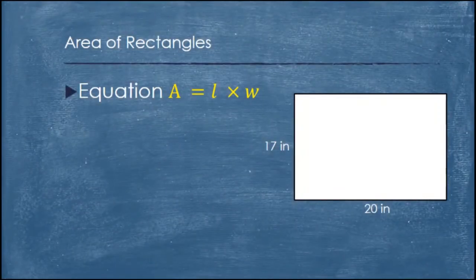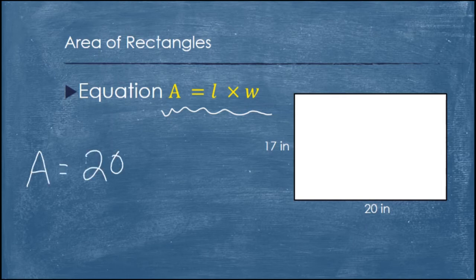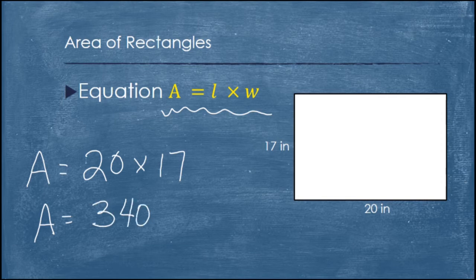So now we're going to find the area of the rectangle. So we're going to go ahead and use this equation. Area equals length times width. So we're going to just replace the length with 20 inches. Replace the width with 17. When we multiply these two together, our total area of our rectangle is 340 inches squared. Because every time we do area, it's in squared units.